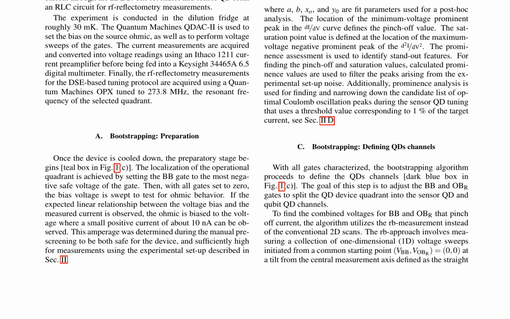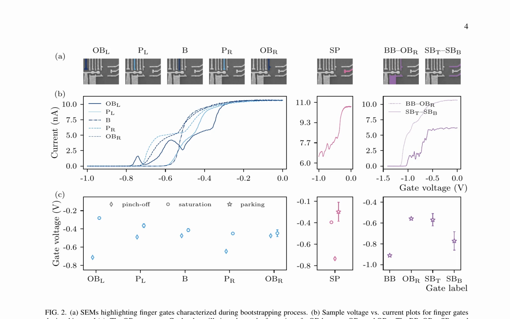suitable for tuning. The algorithm proceeds to define the QD channels by adjusting the backbone and outer barrier gates to split the QD device quadrant into the sensor QD and qubit QD channels. This is achieved using a ray-based measurement approach, which involves measuring a collection of unidimensional voltage sweeps initiated from a common starting point. The algorithm picks the angle for which the pinch-off voltage is the lowest and decomposes the optimal pinch-off voltage into the backbone and outer barrier gate voltage components.